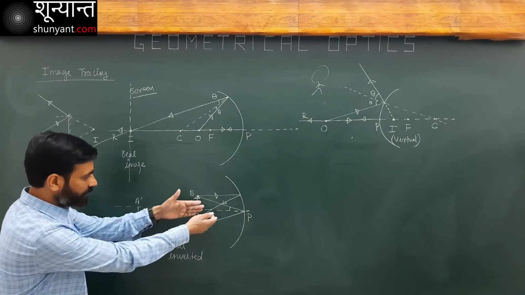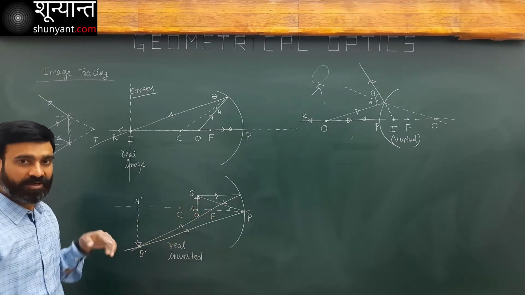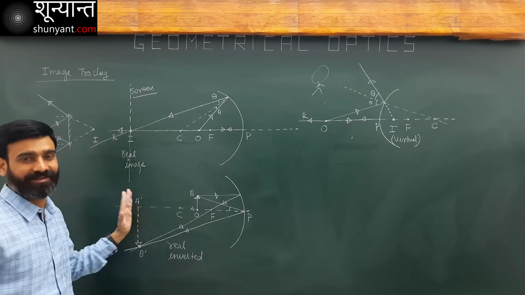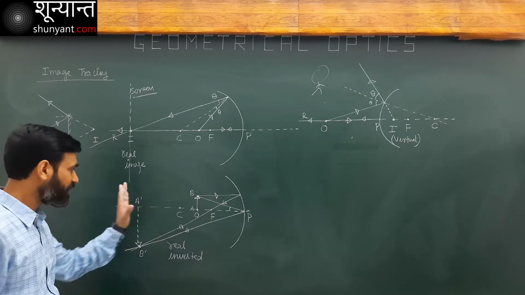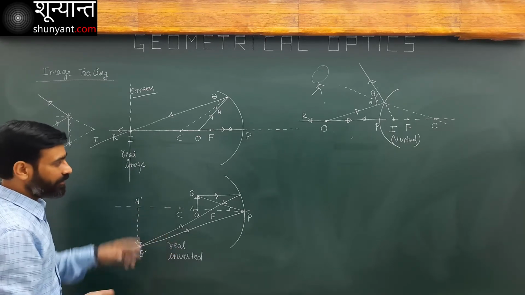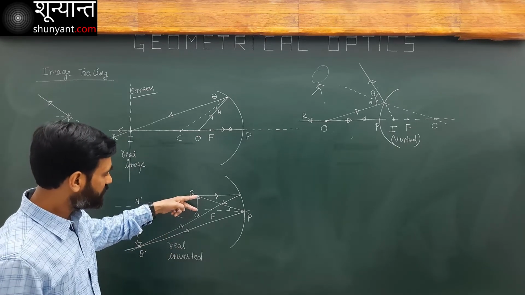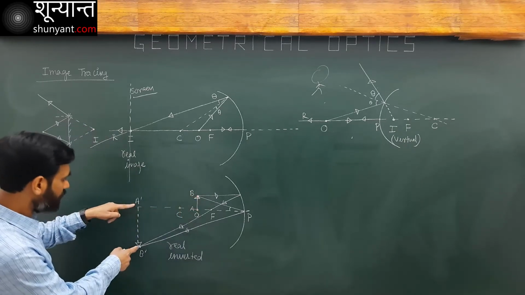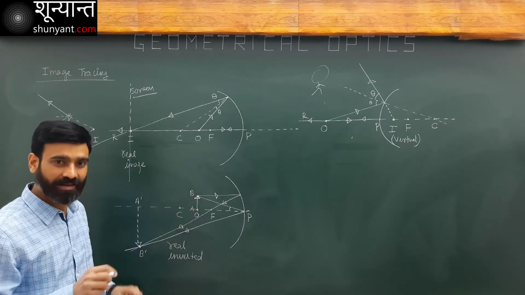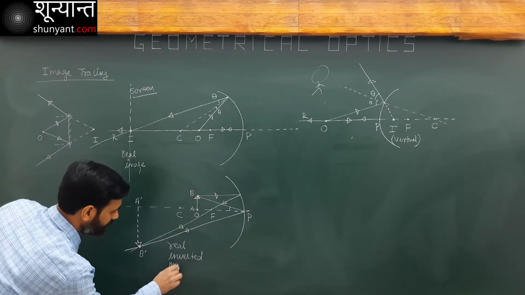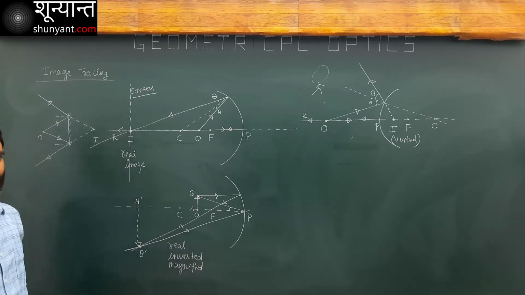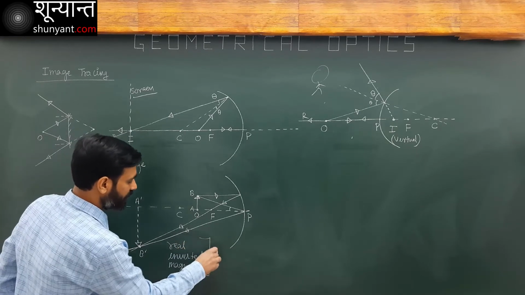This image is real. Why? Because the light rays are actually meeting. What it means is, if I keep my hand here, I will see the image on my hand. If I keep a screen here, I will get one image on the screen. And look at the size of this object. This is the size of object AB. This is the size of image. Size of image is more than size of object. We say that the image is magnified. All of these three taken together are known as nature of image.